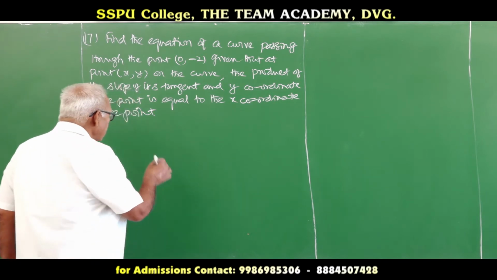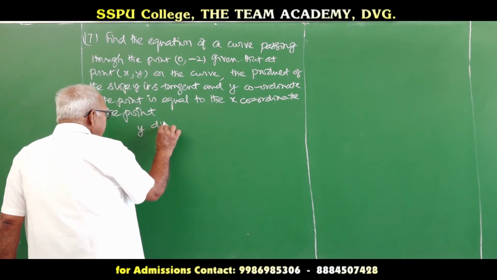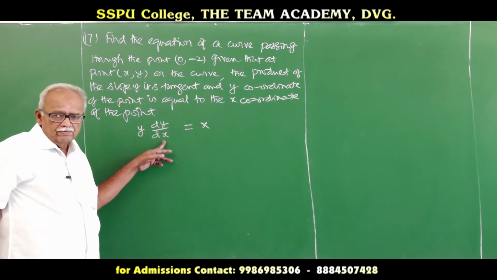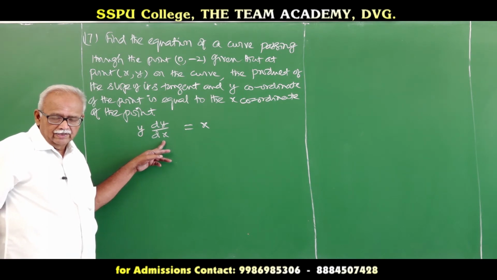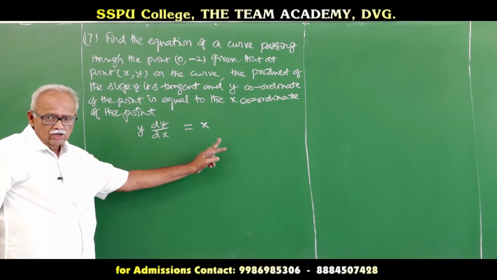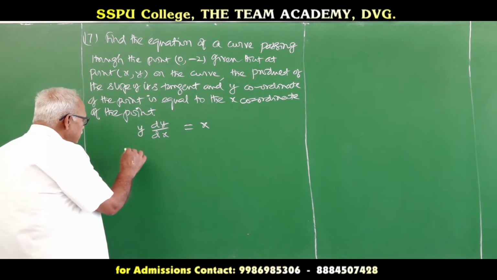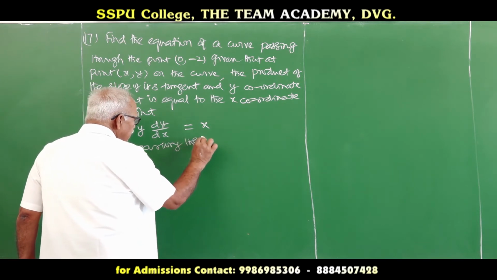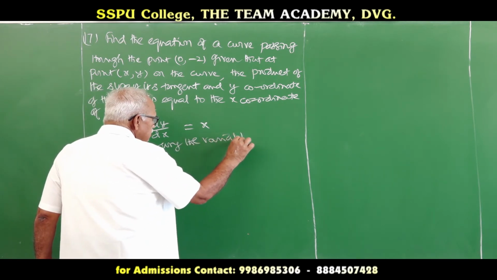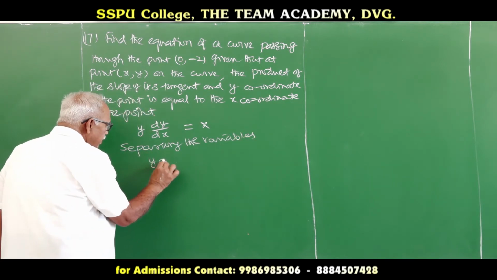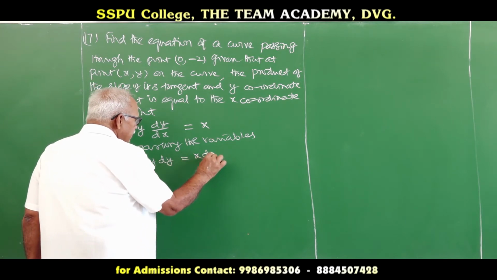So, what is the equation now? The given is y dy by dx is equal to x. The slope of the tangent at the point (x, y) is dy by dx. The y coordinate is y. The product of slope into y coordinate is equal to the x coordinate. Now, separating the variables, y dy is equal to x dx.